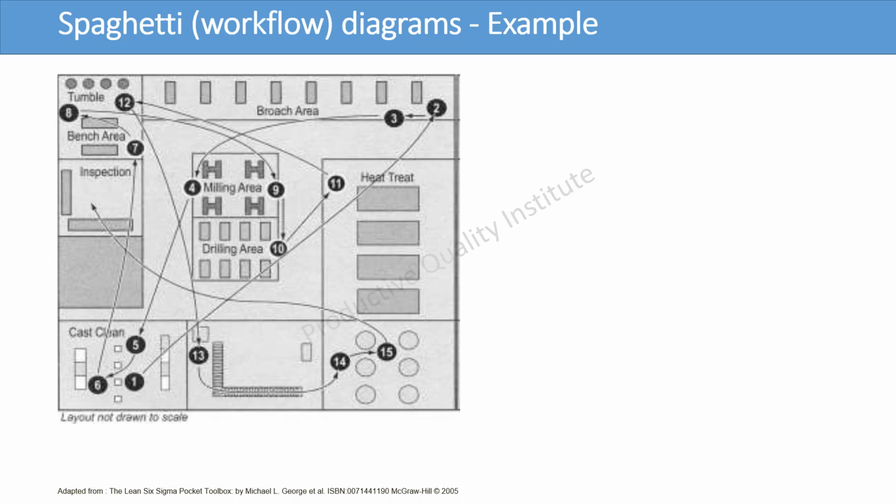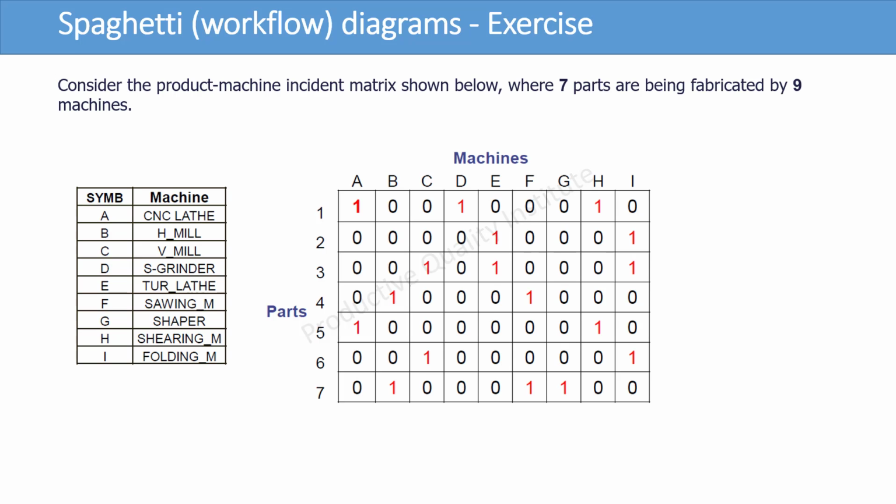Example for spaghetti workflow diagrams. The sample will be moved from 1 to 2, then to 3, and so on. Consider the product machine incident matrix shown, where 7 parts are being fabricated by 9 machines.